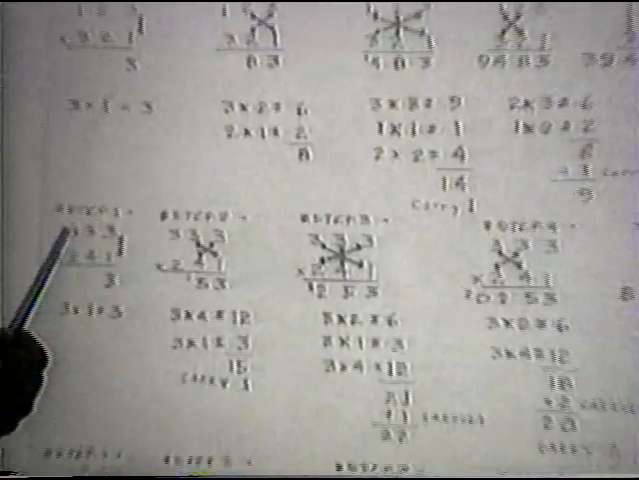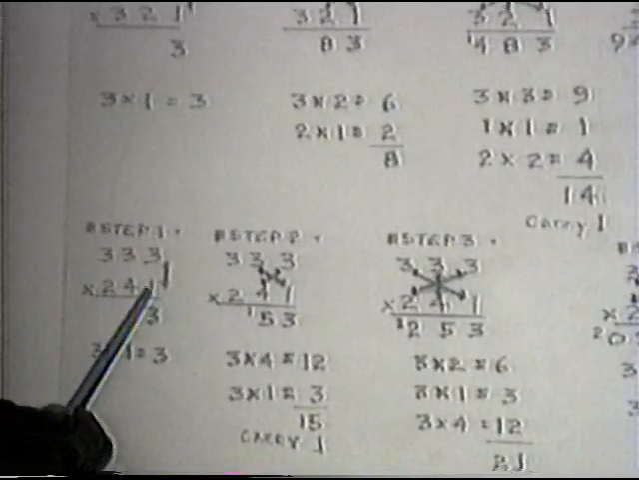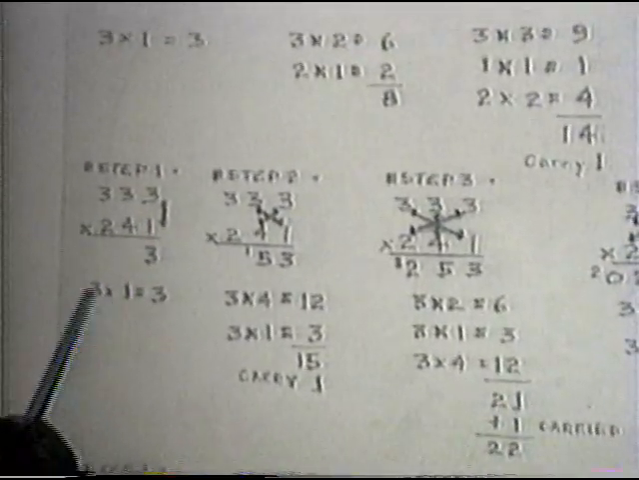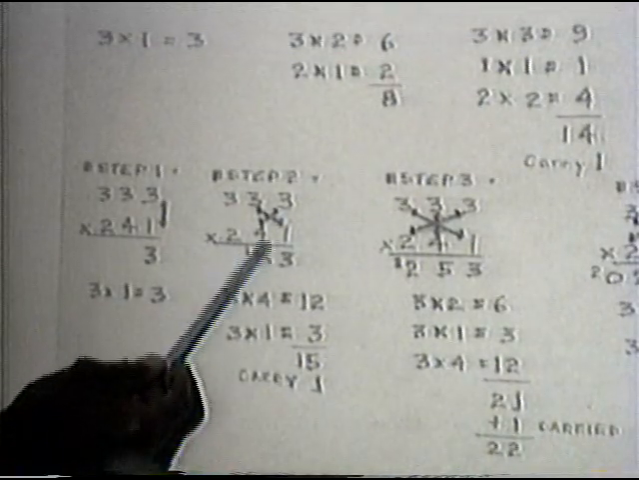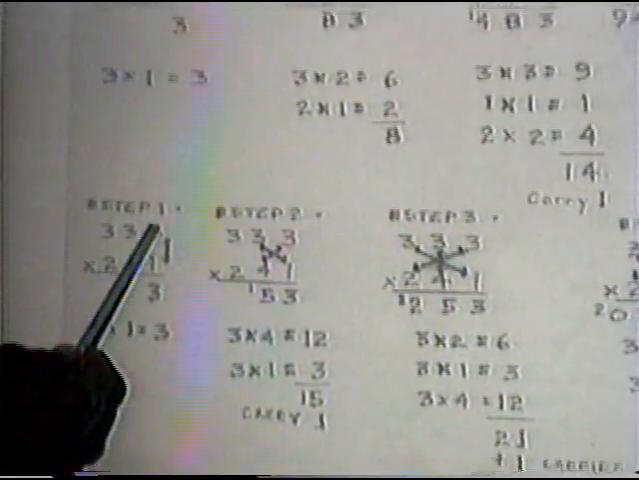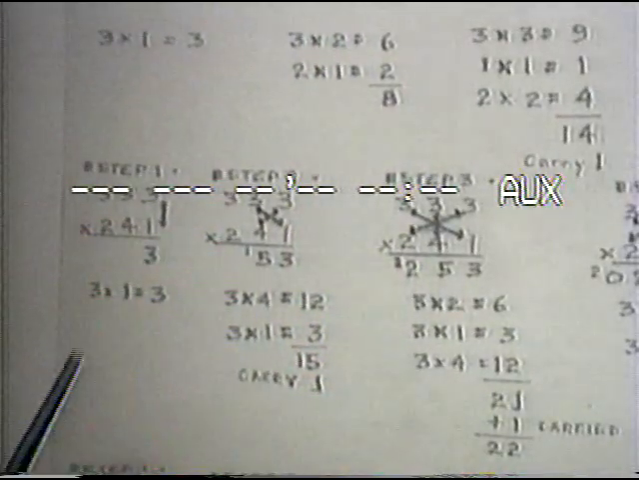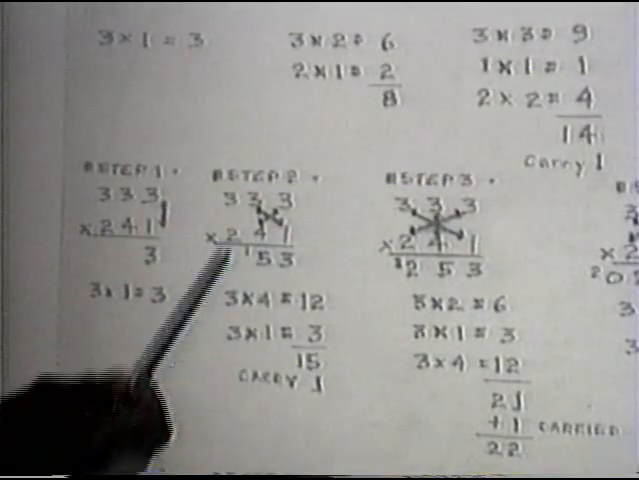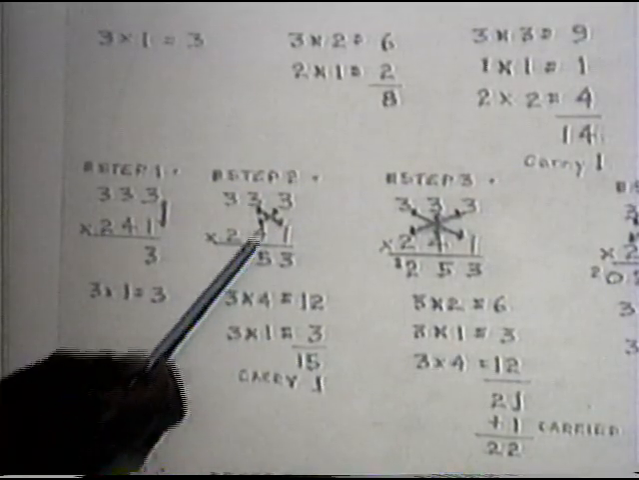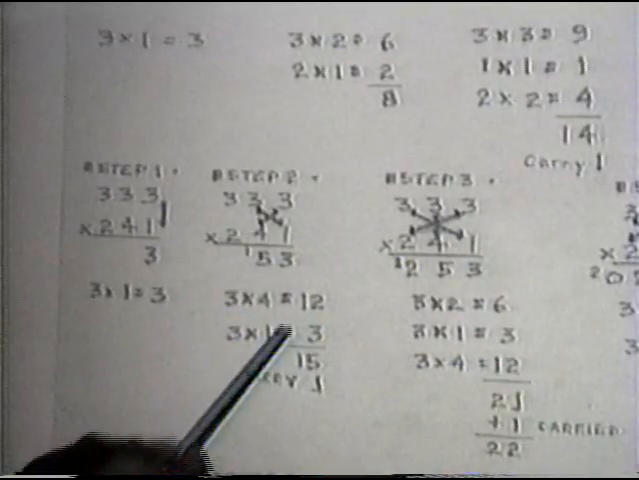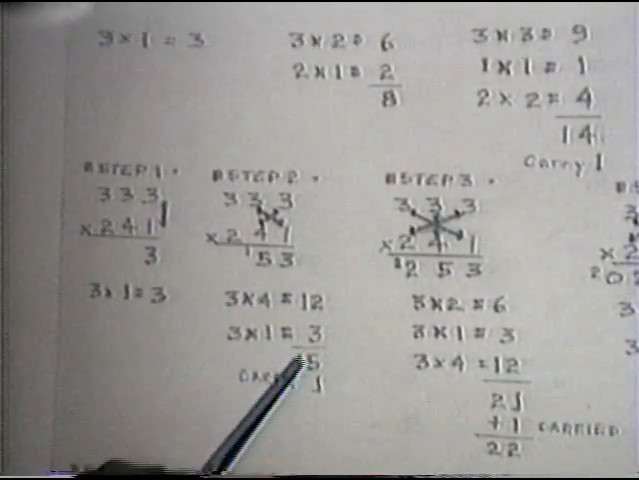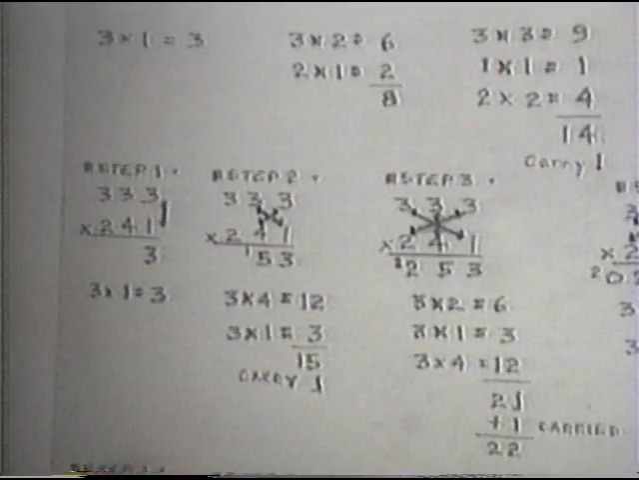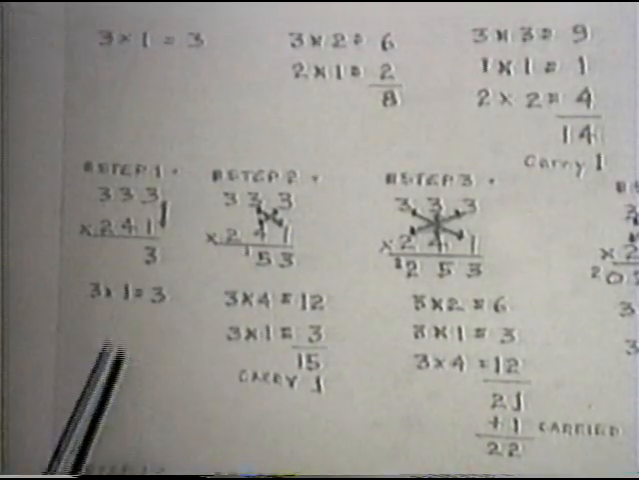3-digit multiplication. Vertical multiplication. We're going to multiply 241 times 333. 1 times 3 is 3. Now we're going to cross multiply. 1 times 3 and 1 times 3 is 3. Now we're going to do 3 times 4. 3 times 4 is 12. We add them together. 3 and 12 is 15. Except we got to carry that 1. Remember that.